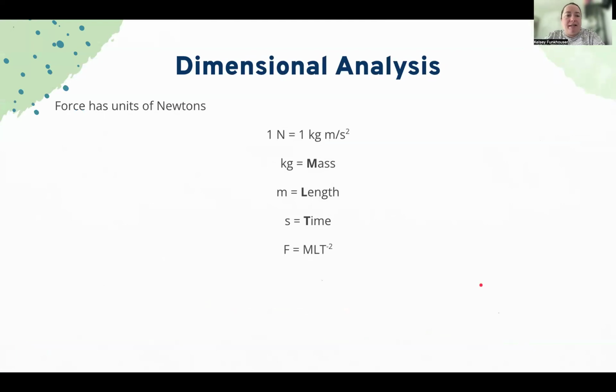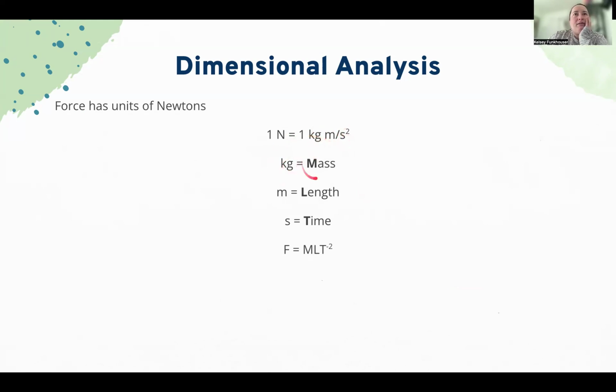Another important concept is dimensional analysis. In this example, we'll talk about force, which we'll learn about, I think, next week, actually. So force has units of newtons, which are kilograms, meters per second squared. So kilograms, meters divided by second squared.